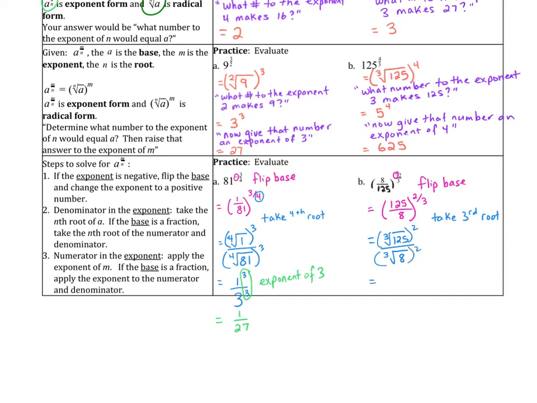So the third root of 125, what number to the exponent 3 makes 125? That's 5. The third root of 8, what number to the exponent 3 makes 8? That's 2. And then each of these still has an exponent of 2. And then lastly, here we have an exponent of 2. So 5 to the exponent 2 is 25, and 2 to the exponent 2 is 4.